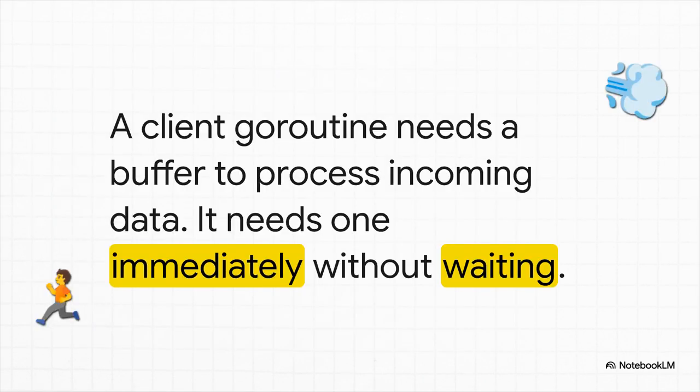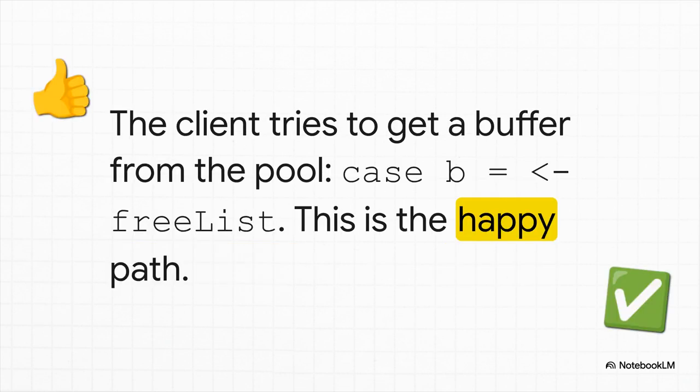Okay, so let's think about this from the client's point of view. You're a piece of code, you need a buffer, and you need it now. The last thing you want to do is sit around and wait for one. So what does the client do? Using what's called a select statement, its first move is to try and grab a buffer from our free list channel. This is the happy path, right? If there's a buffer just sitting there in the pool, we snatch it and we're ready to go.